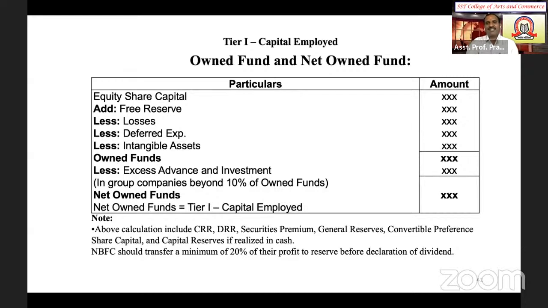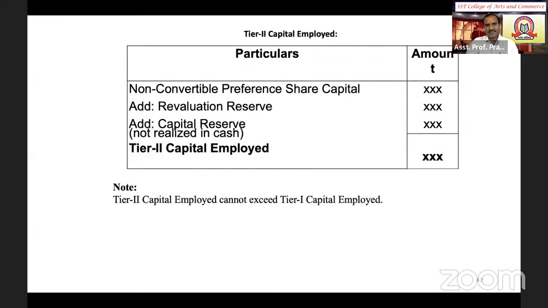But if you see the past three papers, they never asked a practical question from this module. But we ignore that. You can solve the 7 or 8 marks question, that is the own fund, net owned fund, calculating the capital employed: non-convertible preference share, add the revaluation reserve, add capital reserve. So you can do a theory question as well as some small question from this topic.